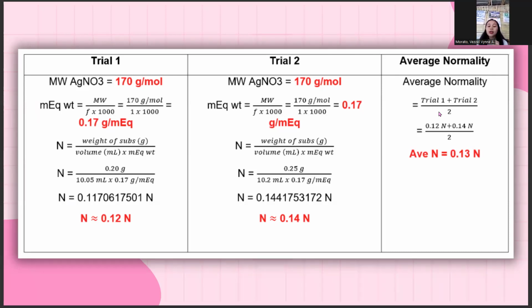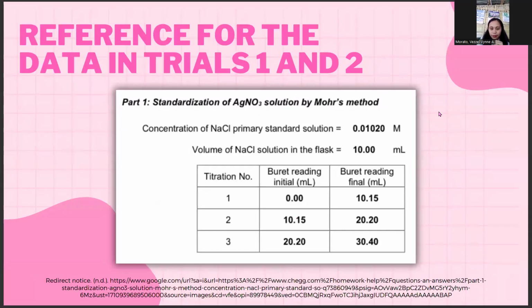For the average normality, we first add the normality of trial number 1 and trial number 2. Then we just divide it by 2. Then we got 0.13 N. So here, this is the reference for our trial number 1 and 2 that we got from our source.